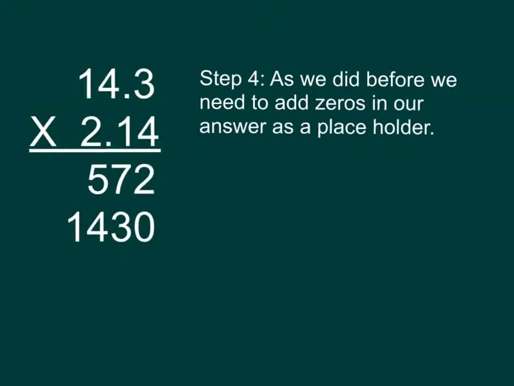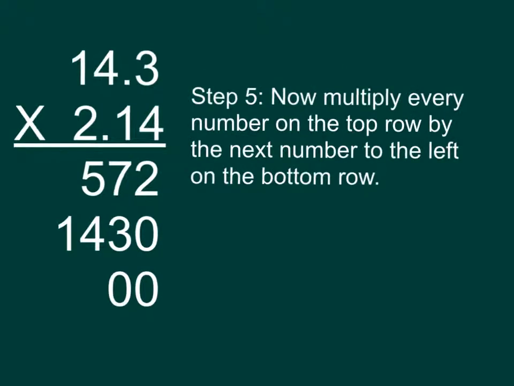Okay, continuing with our process, we're now coming from the right to the left on the bottom line, and so now we're dealing with the 2. Because it moved over 2, we need 2 places to hold our place, so we're going to put 2 zeros down here in our answer. Now we multiply the number 2 here, in this case, by every number on the top row. So 2 times 3 is 6, 2 times 4 is 8, and 2 times 1 is 2.